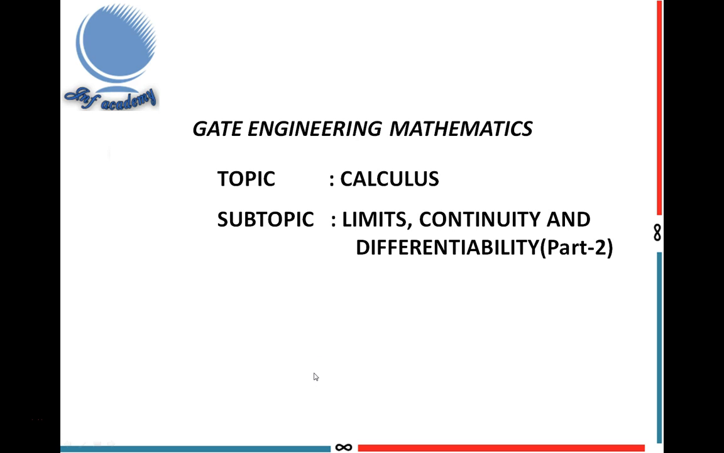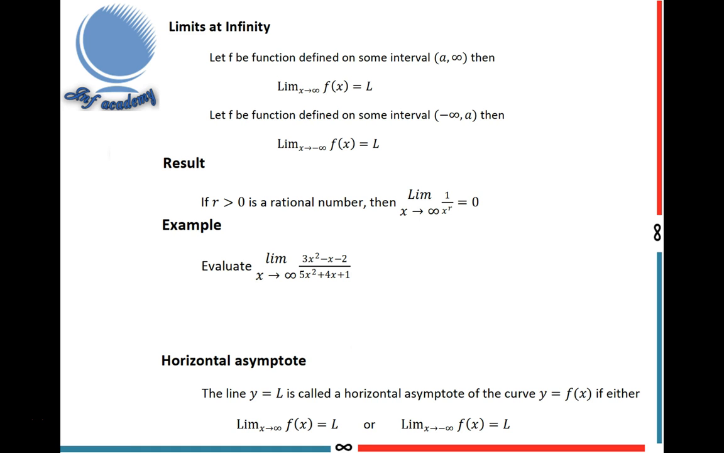Hi friends, this is the part 2 concept video of limit, continuity and differentiability concepts. I already explained some definitions and concepts about limit in part 1 video. In this video, let us discuss the remaining definitions and concepts. Now let's move to the concepts.